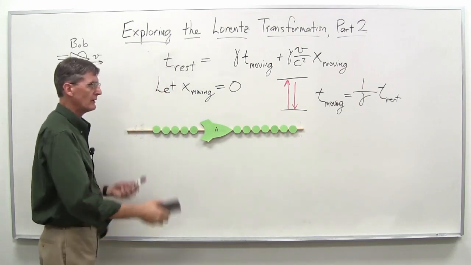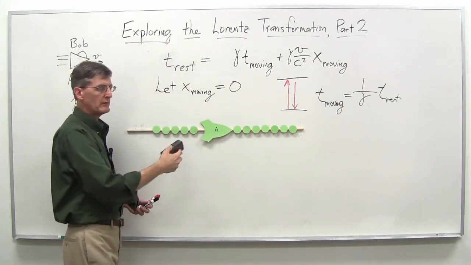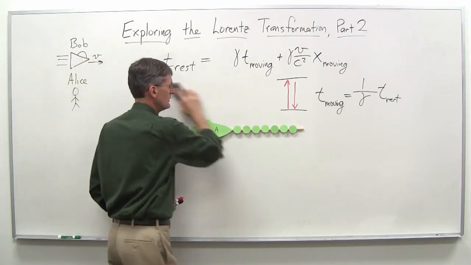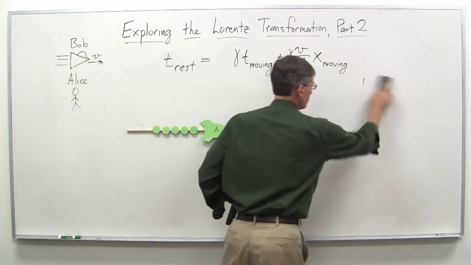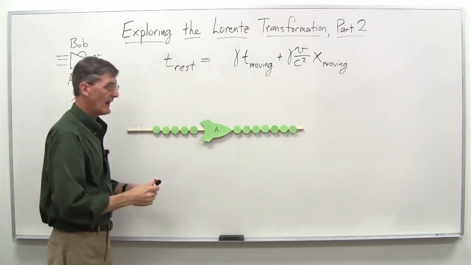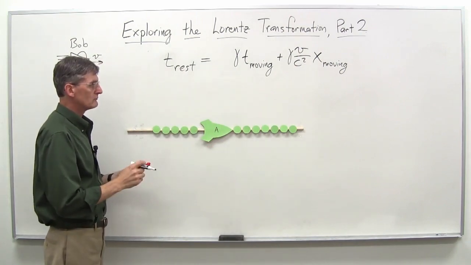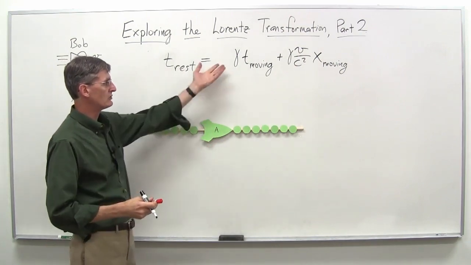Now, though, let's say, what if we just let x moving be anything here? So this is where we come back to Alice here. So we can't simplify our equation at all.